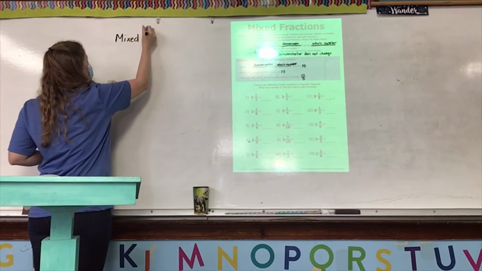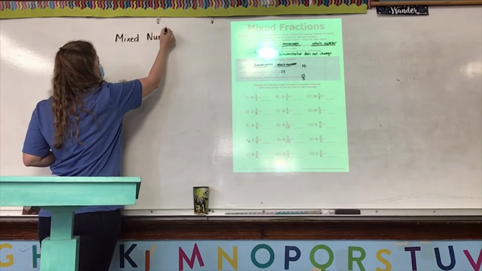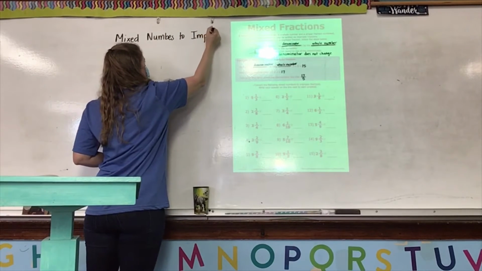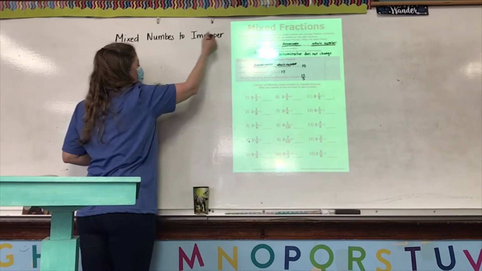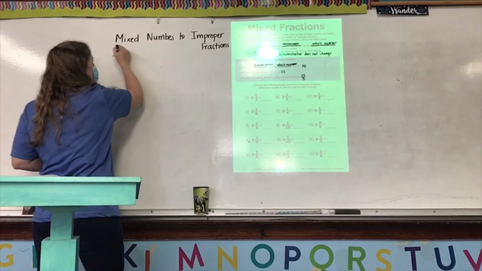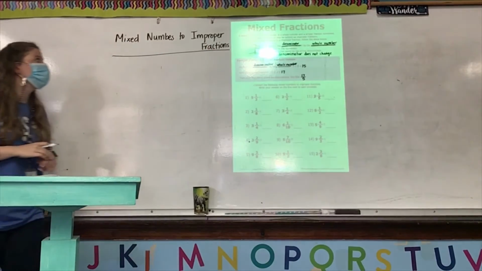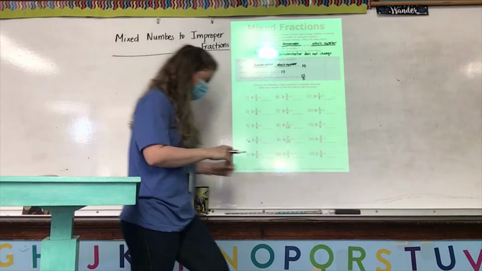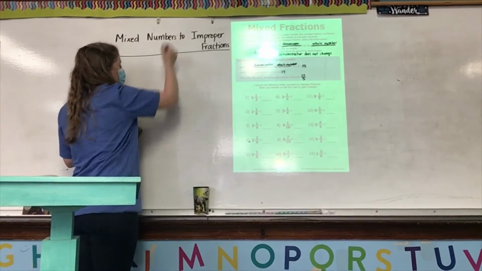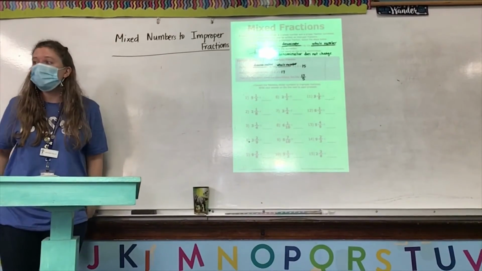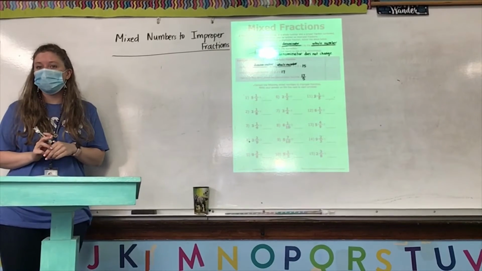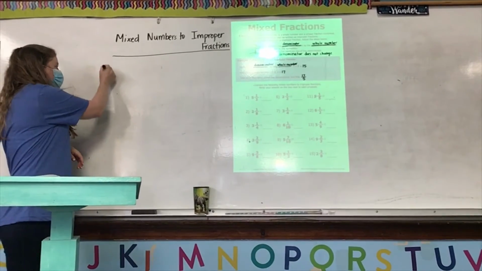So go to your separate sheet of paper, make sure the holes are on the left, and in the big empty area on top, you can write mixed numbers to improper fractions. Oops, I spelled numbers wrong. I forgot the R. At the top, you can write mixed numbers to improper fractions. And we're going to start with number 1.